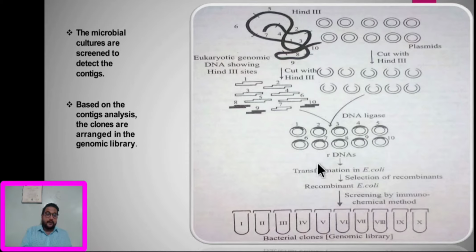Then it is allowed to transform into E. coli. Then we have to select for the recombinants. This is the recombinant E. coli, and this recombinant E. coli is screened by immunochemical methods. These are the bacterial clones which are present in these tubes. This is the genomic library. All these tubes, 1 to 10, containing the recombinant DNAs, are called the genomic library.